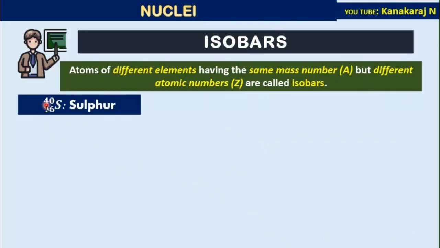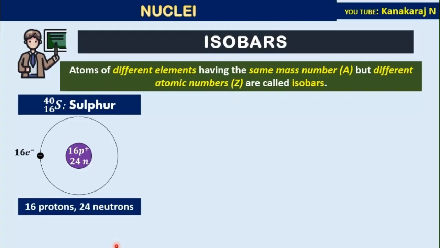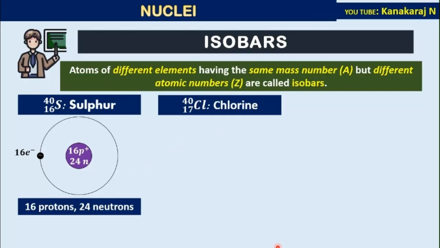Sulfur 16, 40. Here we have the nucleus with 16 protons and 24 neutrons. When we add these two, we get 40 nucleons. There are 16 electrons. So 16 protons and 24 neutrons. This is sulfur 16, 40. Let's go for chlorine 17, 40.